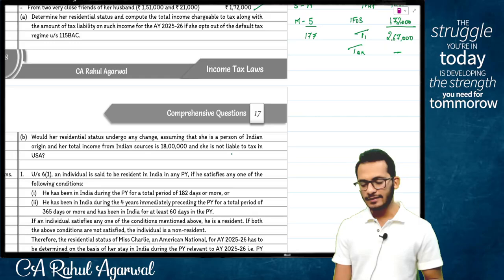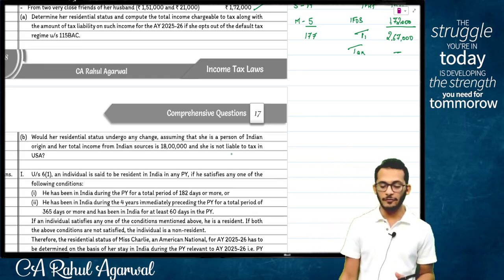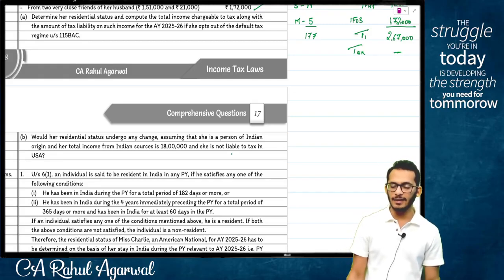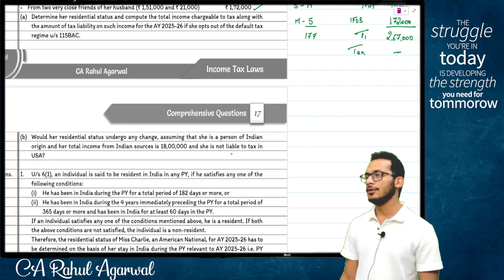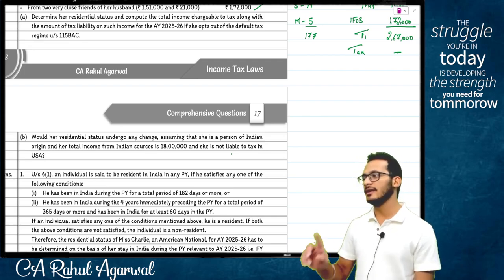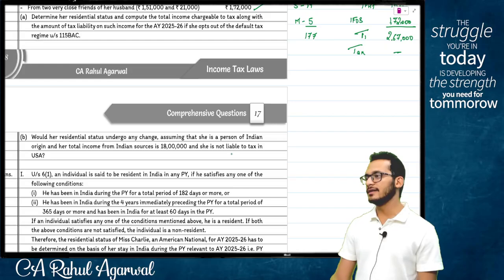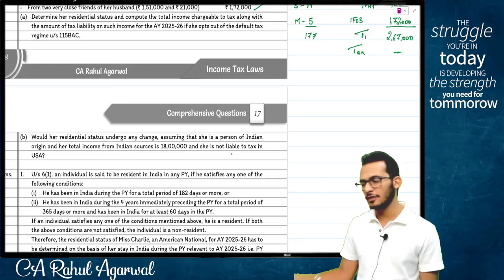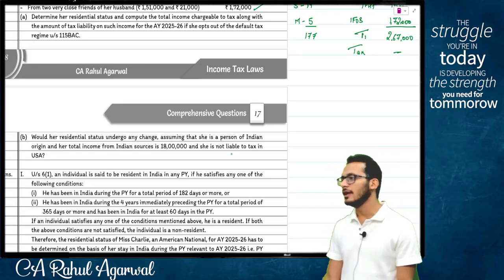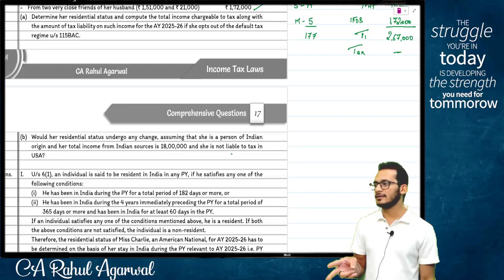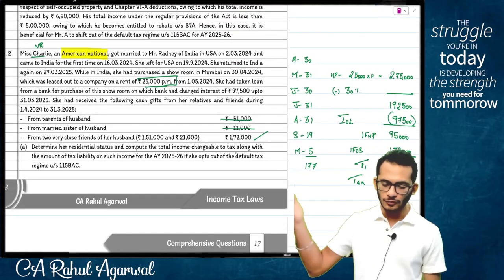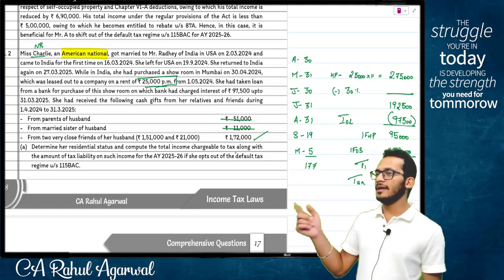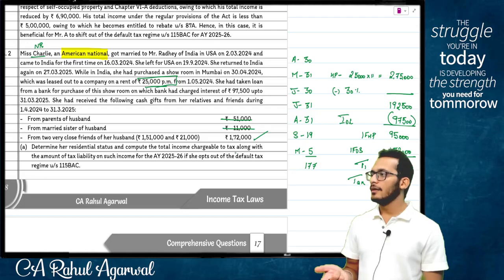Would her residential status undergo a change, assuming that she is a person of Indian origin and her total income in the year is 18 lakhs? She is not liable to tax in USA. Now, people, the person is not an Indian citizen. The person is of Indian origin. So we are in the second chart. The second chart says you should be outside India visiting India, and if you are outside India visiting India, total income should be more than 15 lakhs.